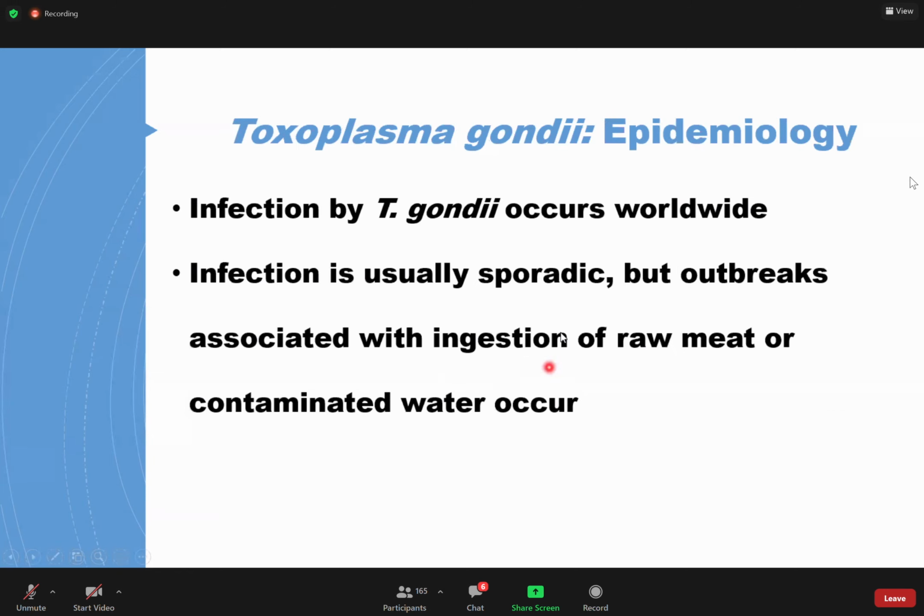Now, in terms of epidemiology, this is a very cosmopolitan parasite. Anywhere in the world where you have mammals, you can be sure that Toxoplasma gondii is present. I'm sure if we all submit our blood samples for serology, most of us will be positive, although we don't show symptoms. So most of us have been exposed, but because the immune system is competent, we don't have any symptoms.